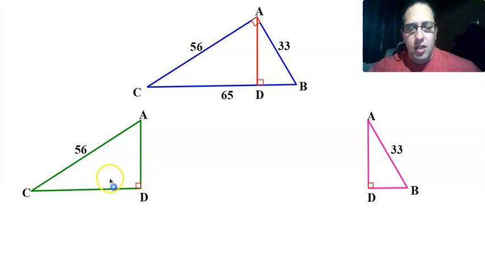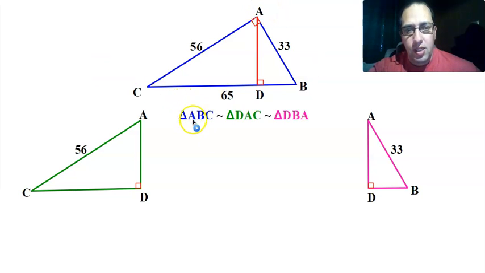This means all three of these triangles have angle-angle similarity. Angle C matches up and the right angle matches up. Over here, angle B matches up and the right angle matches up. So we have angle-angle similarity for all of these. My triangles are similar, which means I can write a similarity statement. Here I have triangle ABC is similar to triangle DAC is similar to triangle DBA.